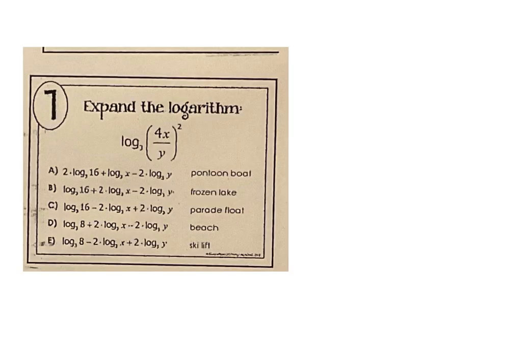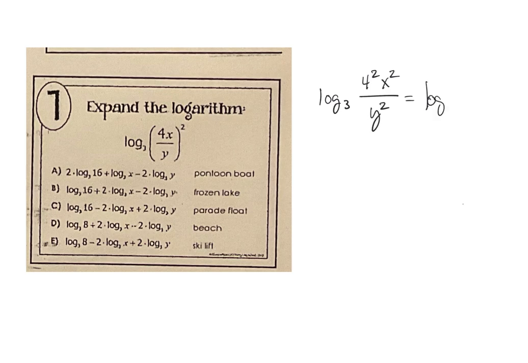Okay, for this logarithm, we have a number where the whole thing is being raised to a power. So first we're going to put that power on every individual number inside of this log. So let's rewrite this as log base 3 of 4 squared x squared divided by y squared, because that square being attached to the parentheses the way it is means that every term is squared. So let's square the 4. So we have log base 3 of 16x squared divided by y squared.